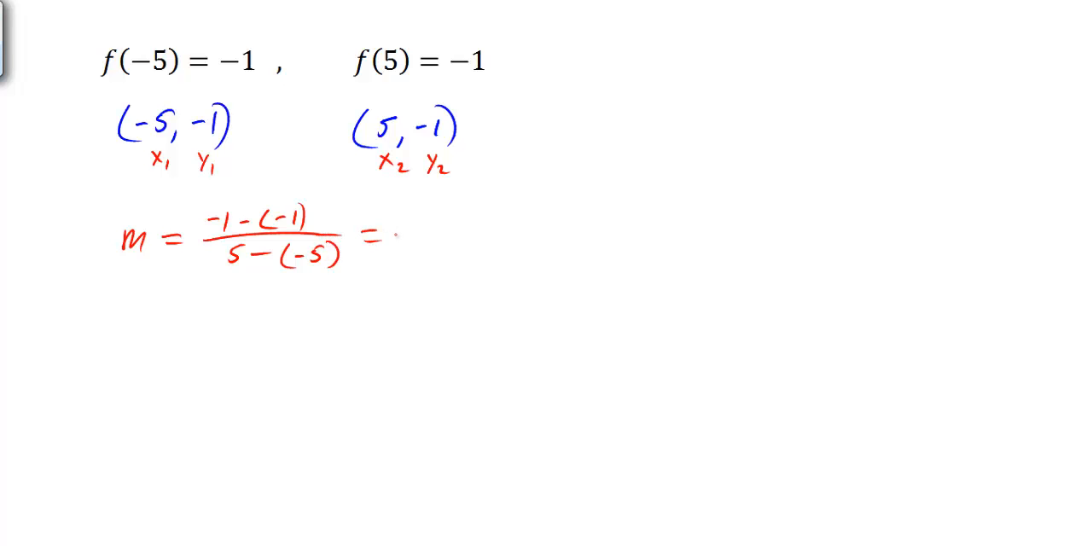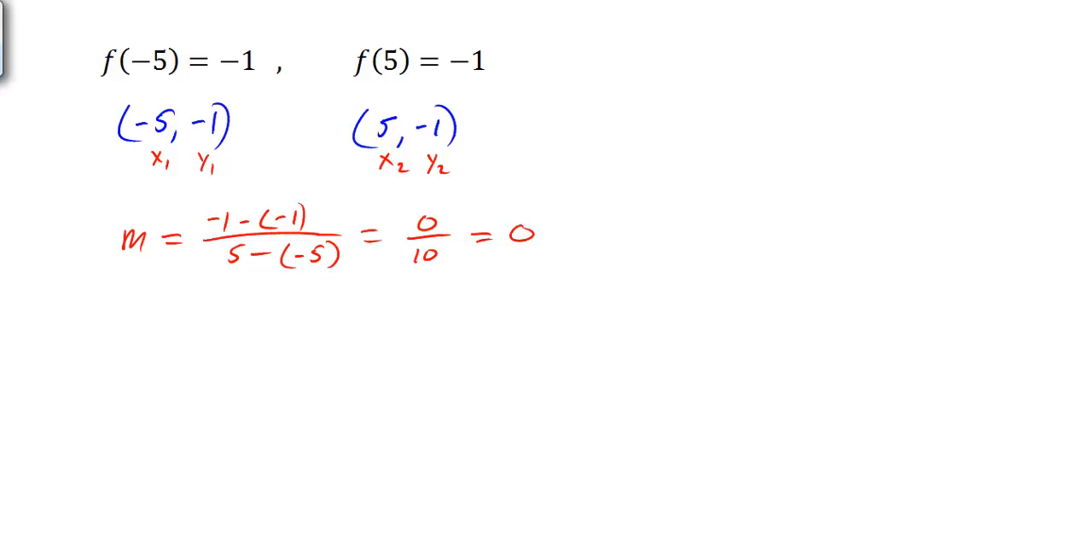And here, what do we notice is going to happen? When we subtract negative 1 plus 1 on top, that goes to 0. And on the bottom, we get 5 minus a negative 5 is 10. So our slope turns out to be 0. And if we know our slope is 0, then we know we must have a horizontal line.